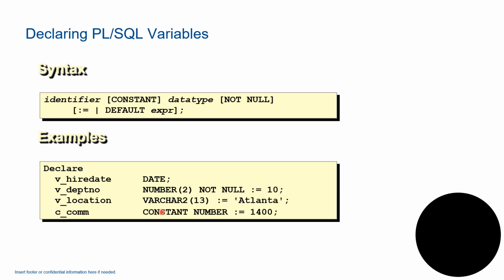v_location is of varchar2, so varchar2 of 13 characters. It can store a value of a total of 13 characters. As you can see, we have defined a default, which is Atlanta, so v_location will be Atlanta. If we try to give more than 13 characters, it will not take, so we have to define a size accordingly. CCOM is a constant of number type, and it can have any numeric value, like 1400.